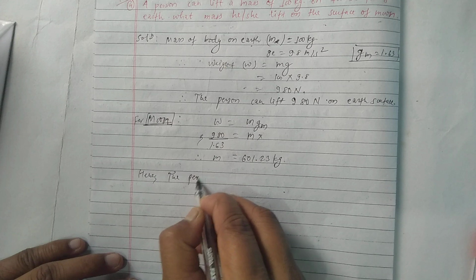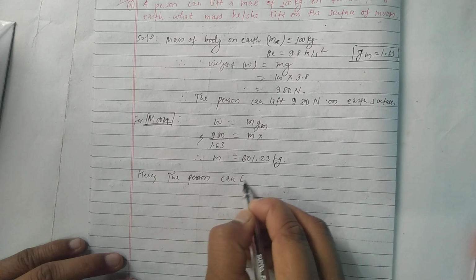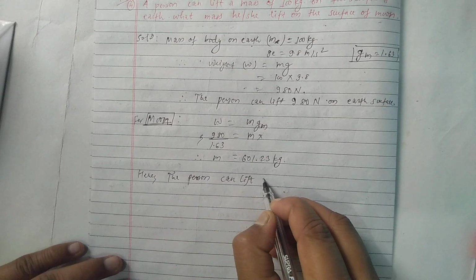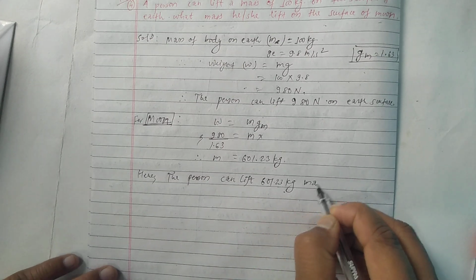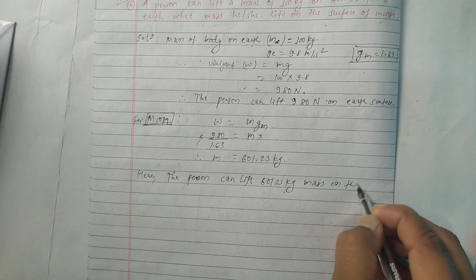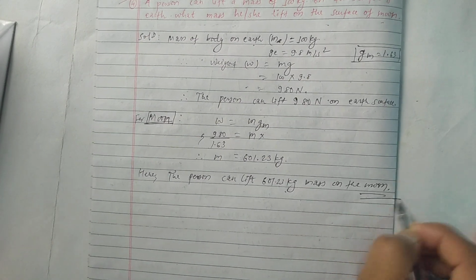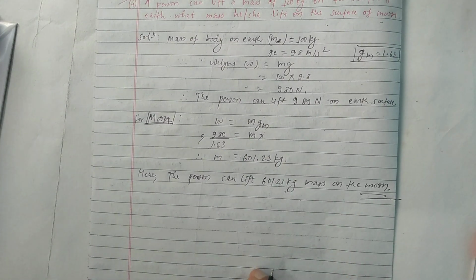Hence you can write here, the person can lift 601.23 kg mass on the moon. Okay, so you can solve the problem like this.